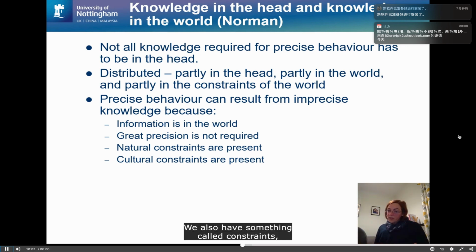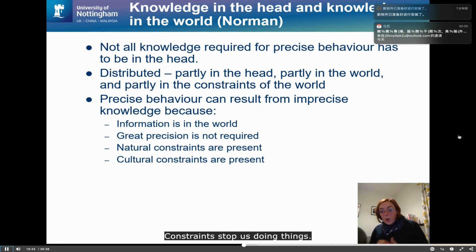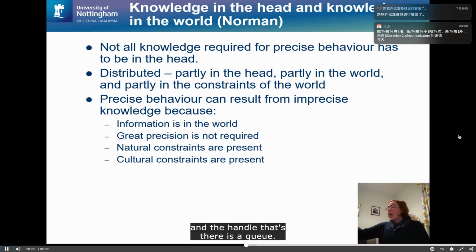We also have something called constraints, and I'll talk about constraints a little bit more in some of the later sessions as well. Constraints stop us doing things. They can be physical constraints, so they might stop us opening a door from the bottom upwards. The handle that's there is a cue, and the constraint with the hinges means that I can only open the door using the hinges on the right-hand side of the door.